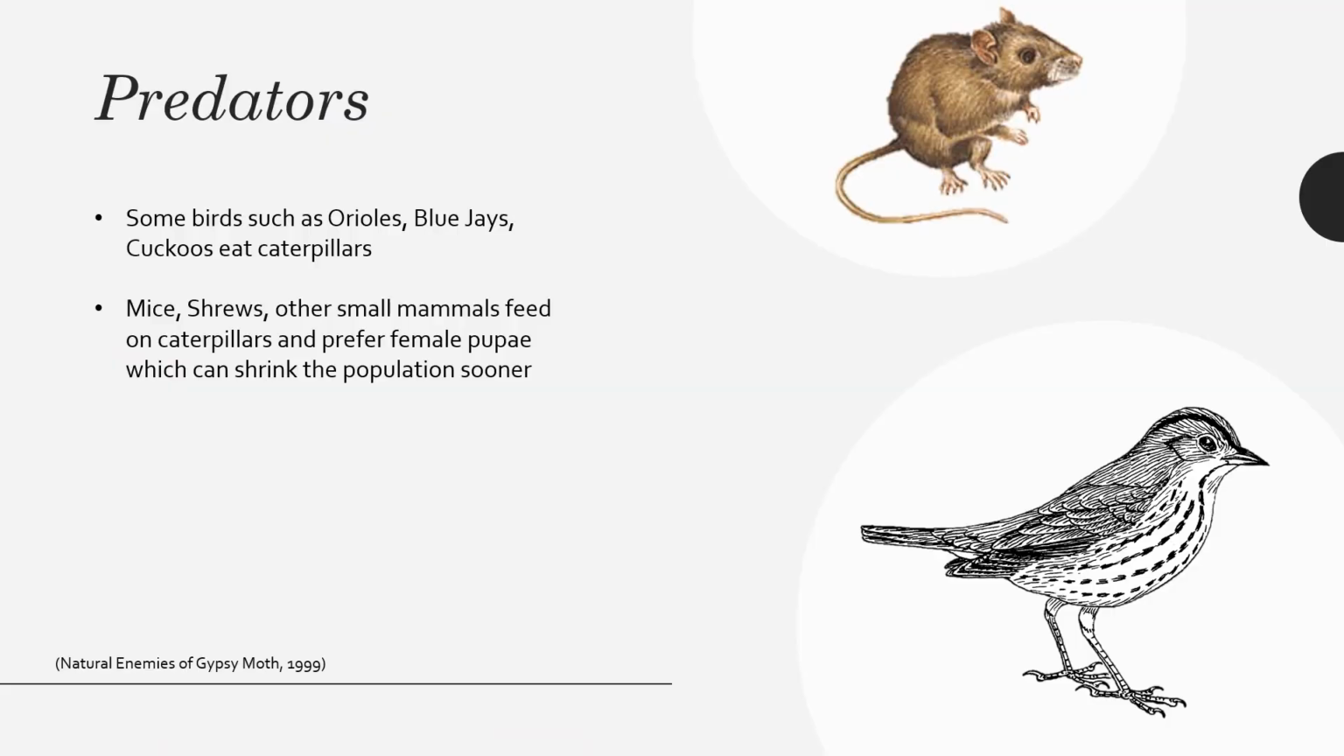Some predators of the Asian gypsy moth include many types of birds and small mammals. For example, birds such as orioles, blue jays, and cuckoos, and small mammals such as mice and shrews. Both predators prey mainly on the caterpillars, which is helpful with managing the caterpillar population since they are the ones that feed on the leaves of trees.